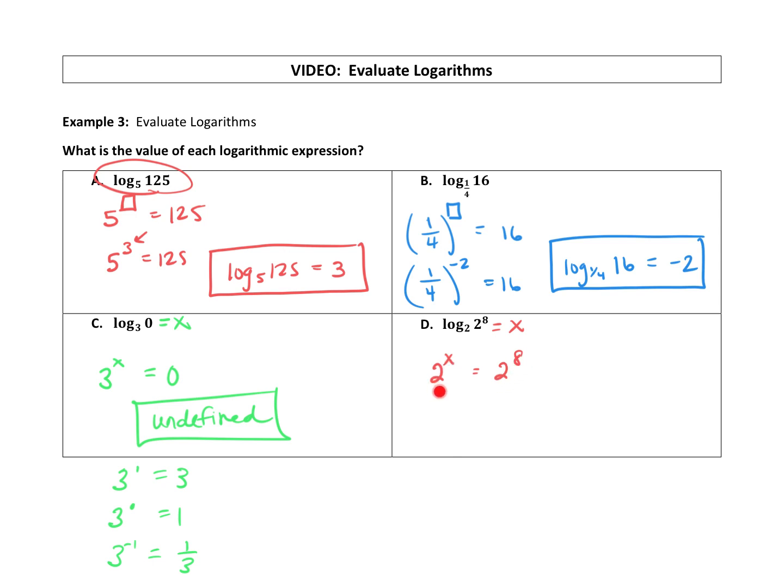What we want to recognize here is we have 2 to the x equal to 2 to the 8th. When your bases are the same and we know that the two quantities are equal, because there's an equal sign in between, that means that your exponents must be the same. X must equal 8, which would give us 2 to the 8th power equals 2 to the 8th power. So when we say that x equals 8, we're finding the value of the log expression. So we know that log base 2 of 2 to the 8th power is equal to what we just found, 8.